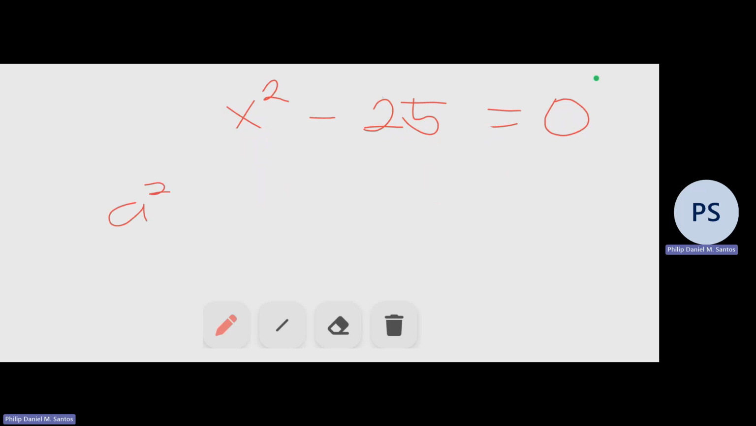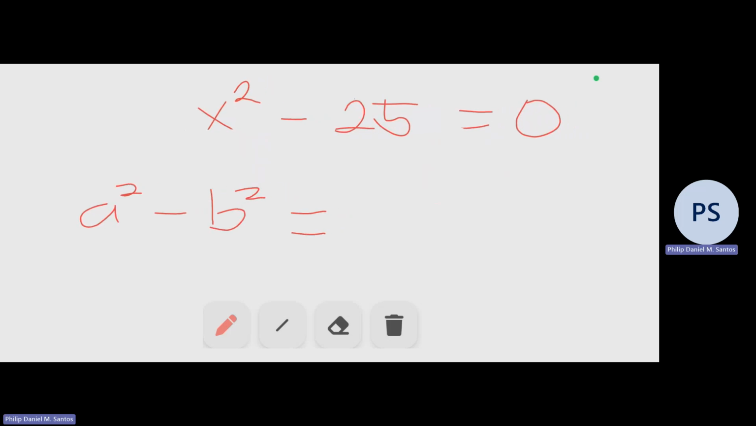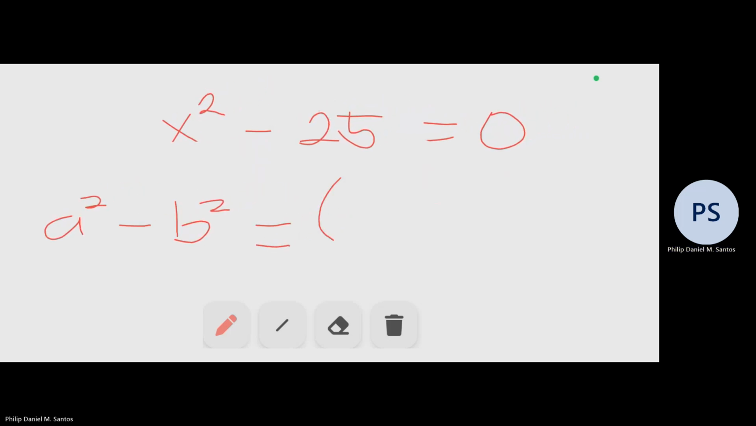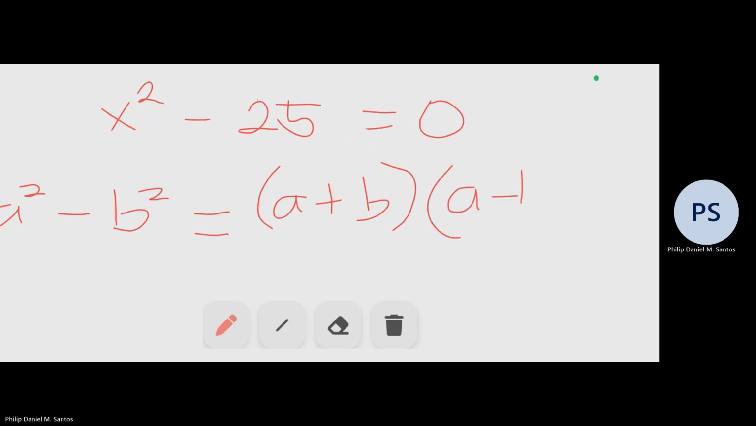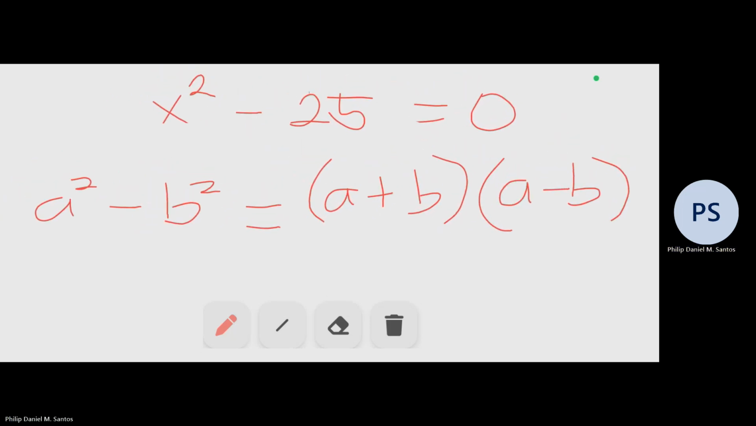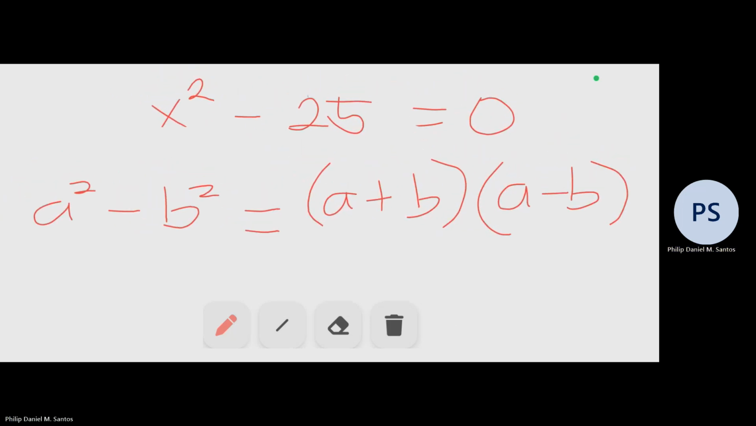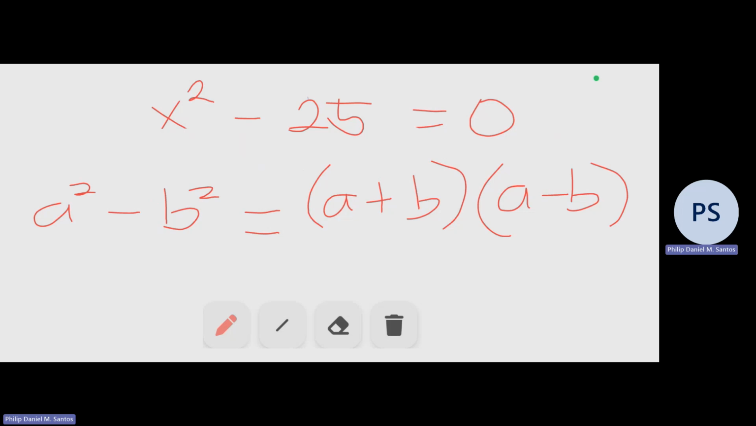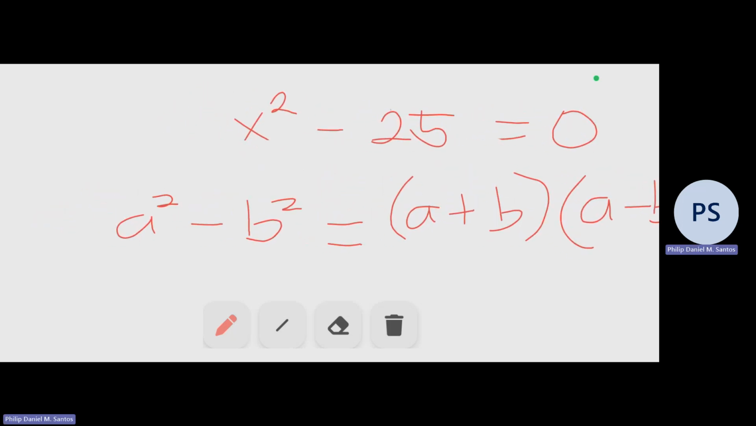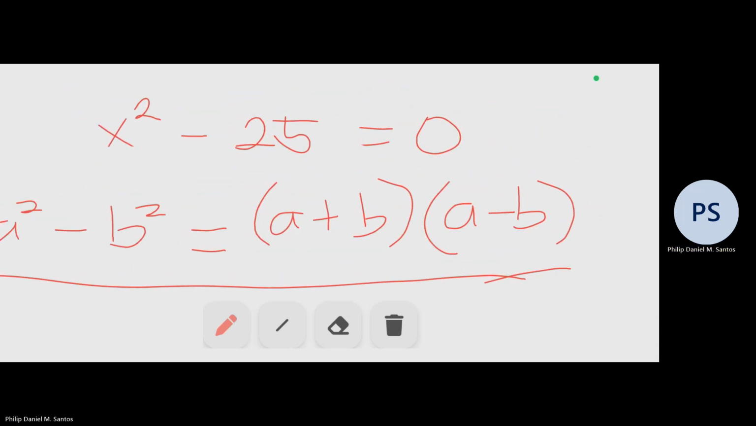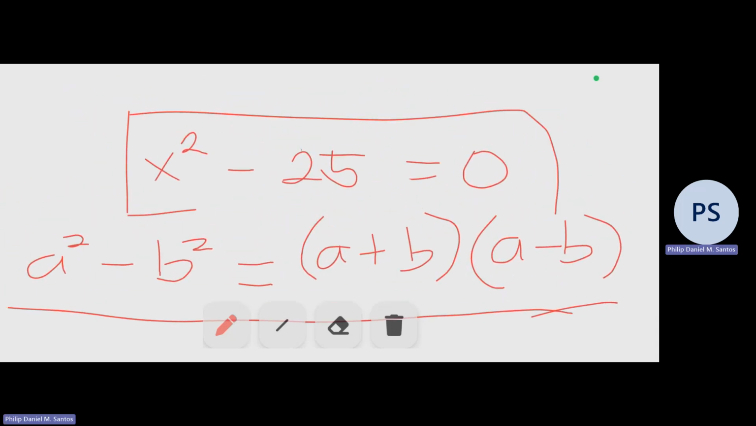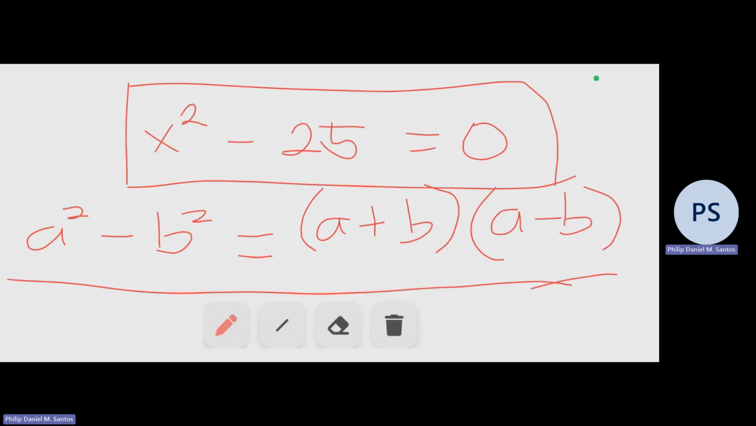A squared minus b squared is equal to a plus b times a minus b. Okay. So, we need to use this formula to factor this quadratic equation. So let's do that.